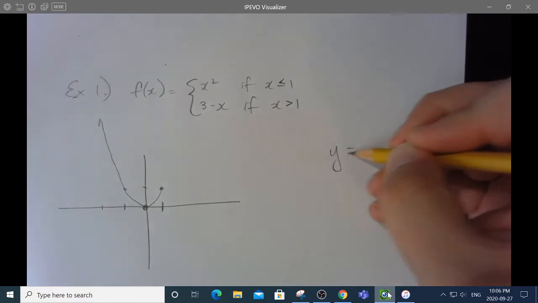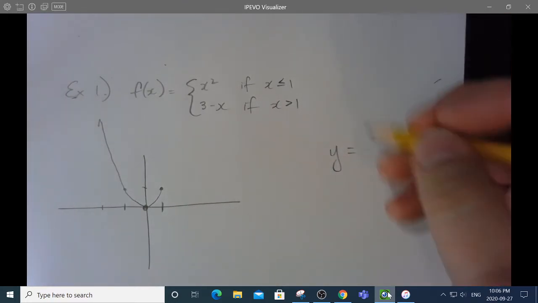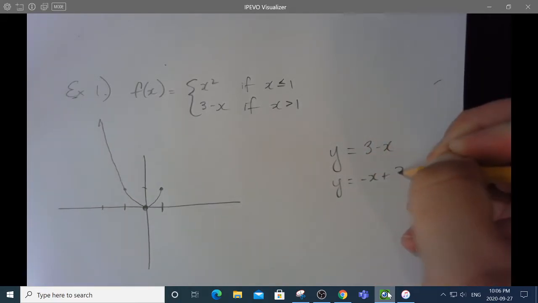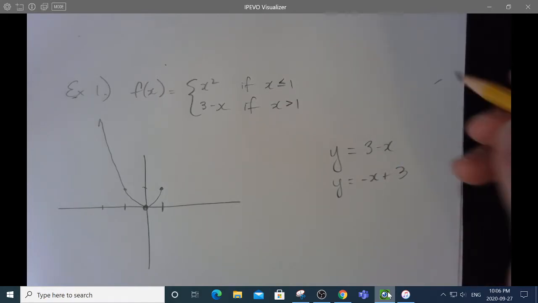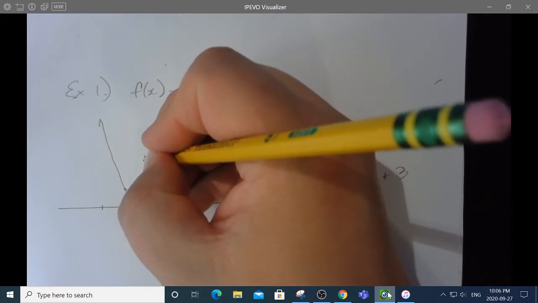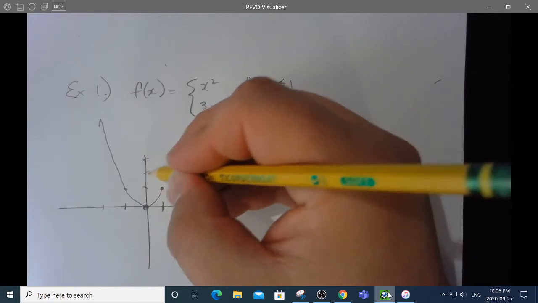And if you have the line y equals 3 minus x, rearrange that, and it's y equals negative x plus 3. So it's a line with a slope of negative 1 and a y-intercept of 3. Okay, well the y-intercept actually isn't going to exist, but let's just use it for a second to figure out where the point is. It has a slope of negative 1, so it goes down 1 over 1.